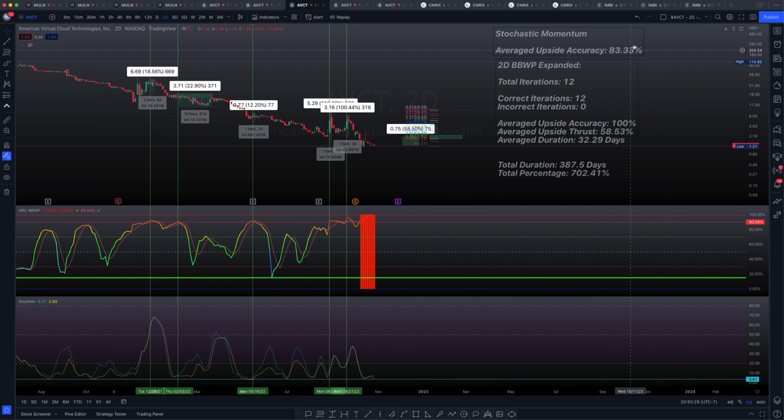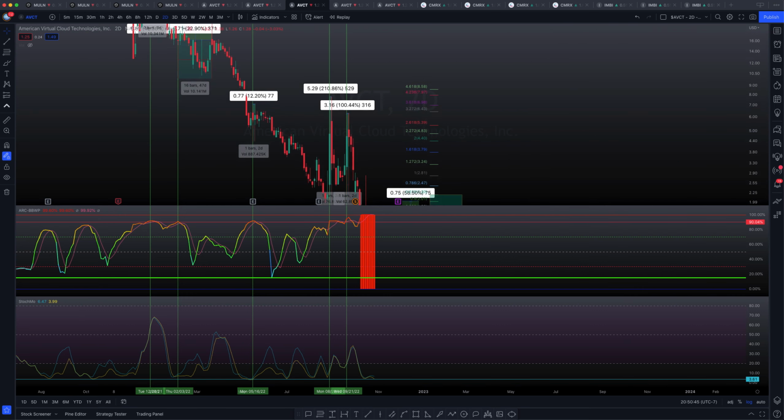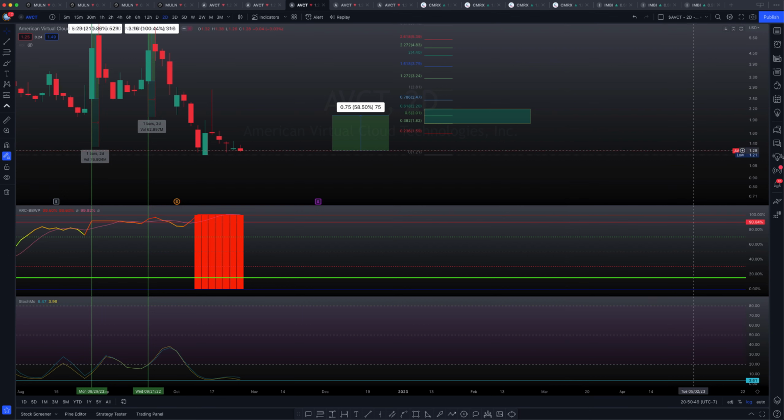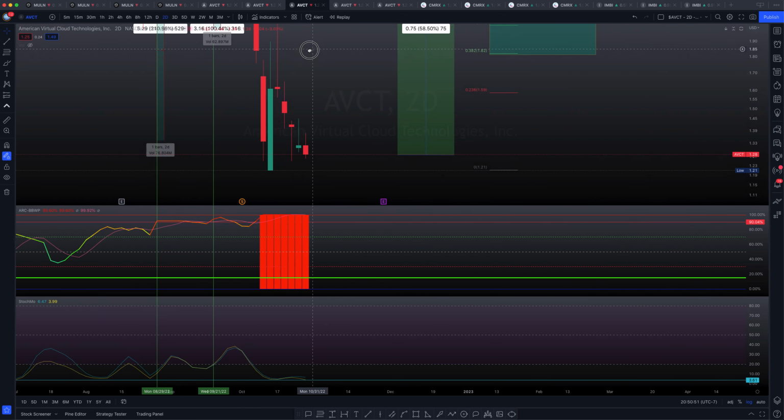So we do have an 83.33% chance that this will guess the direction correctly. So know that is a probability. Now let's take our averaged upside thrust of 58.53% and apply it to the current position where we are now, and see what that gets us. So we are looking at.